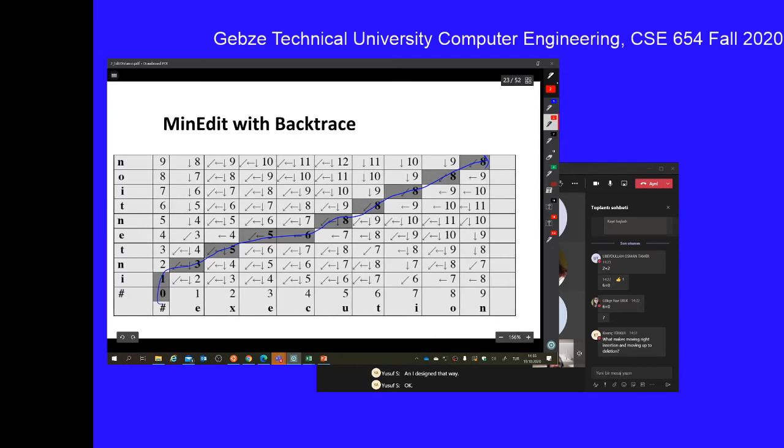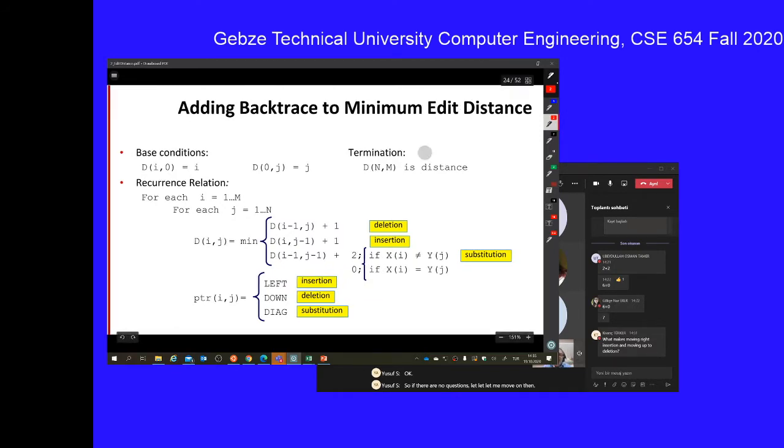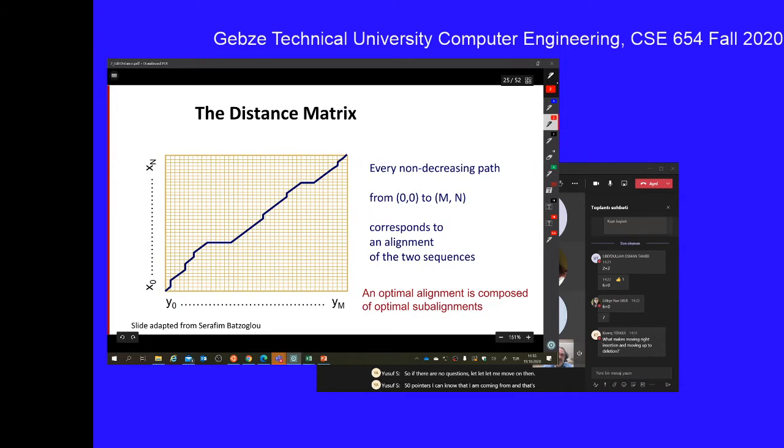So if there are no questions, let me move on then. With the pointers, I can know where I am coming from, and that's fine. Every non-decreasing path from 0,0 to m,n is an alignment. And an optimal alignment is composed of optimal sub-alignments. With these sub-alignments, I can put them together and find the optimal alignment. That's the idea of dynamic programming. And we are going to do this over and over again with dynamic programming.